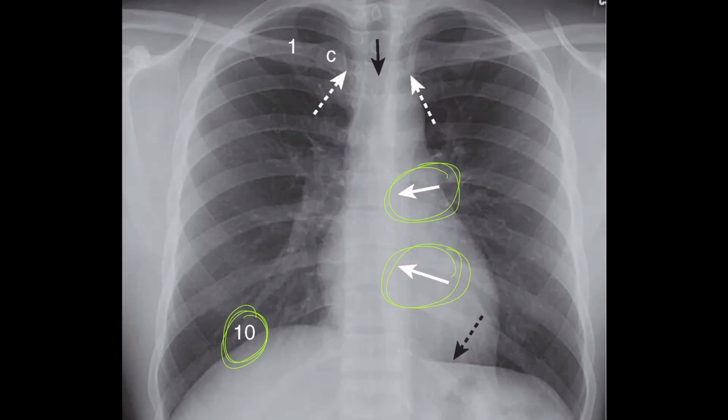With a normal rotation, the spinous processes, like here, should fall equidistant between the medial ends of the clavicle. So these are the medial ends of the clavicle, and the distance between the spinous process and each medial end of the clavicle should be equidistant.